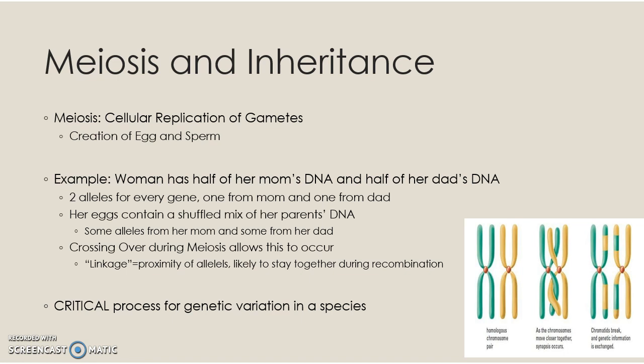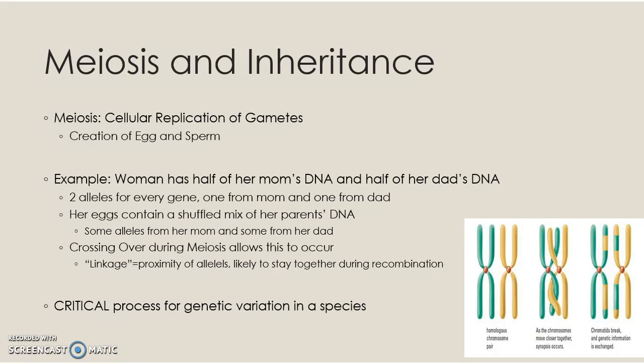Meiosis, we have talked about a couple of times. So meiosis, of course, is that cellular replication in gametes, in sex cells. So it's really creation of egg and sperm. So we're talking about alleles, we're talking about inheritance. It all comes back to meiosis, because this is where you are producing offspring with these eggs and sperm. So let's say that there's a woman, or many women, all women and all men have half of their DNA from their mom and half of their DNA from their dad. So we're going to look at this woman, and her body is producing eggs.